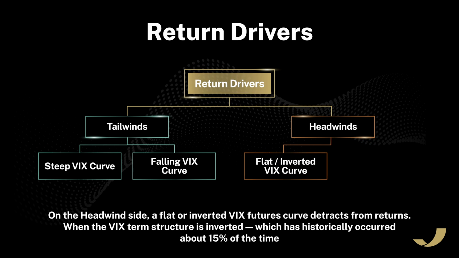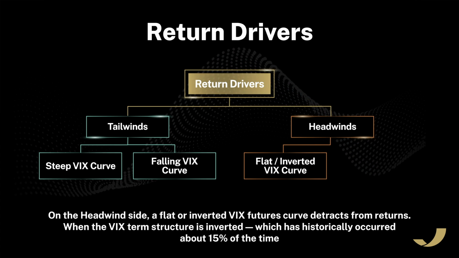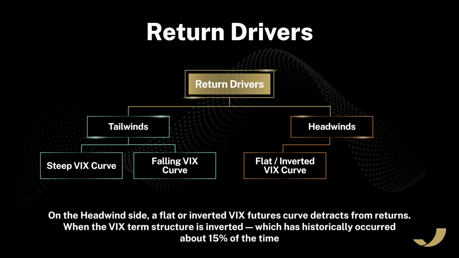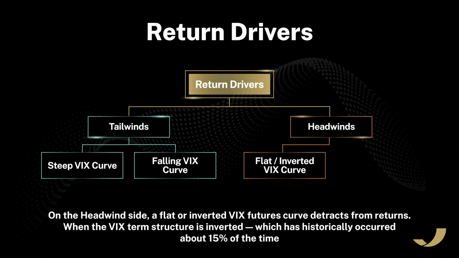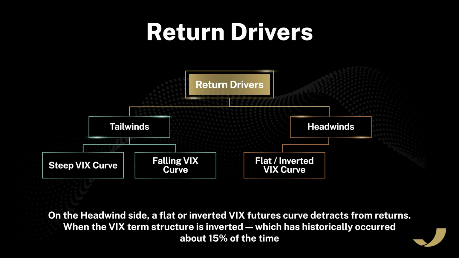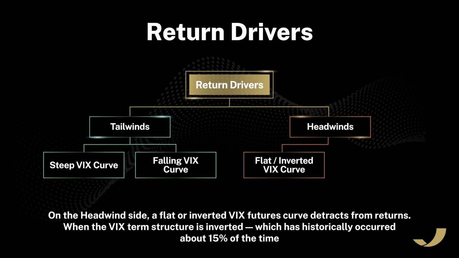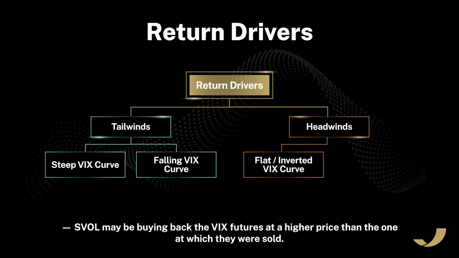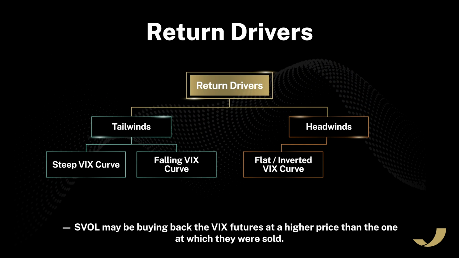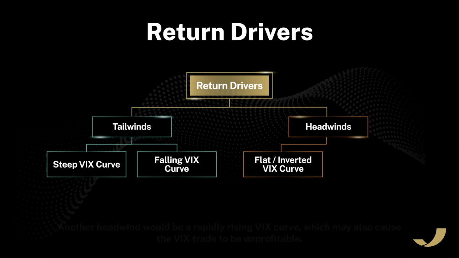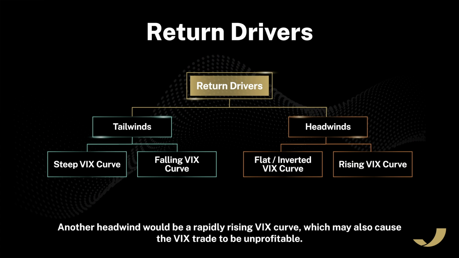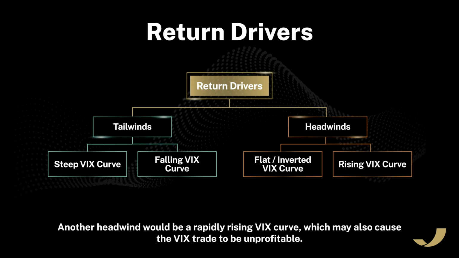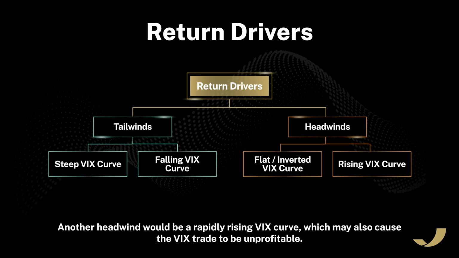On the headwind side, a flat or inverted VIX futures curve detracts from returns. When the VIX term structure is inverted, which has historically occurred about 15% of the time, SVOL may be buying back the VIX futures at a higher price than the one at which they were sold. Another headwind would be a rapidly rising VIX curve, which may also cause the VIX trade to be unprofitable.